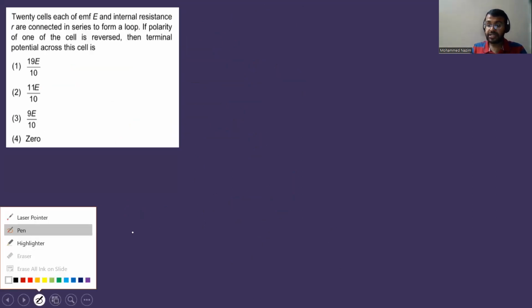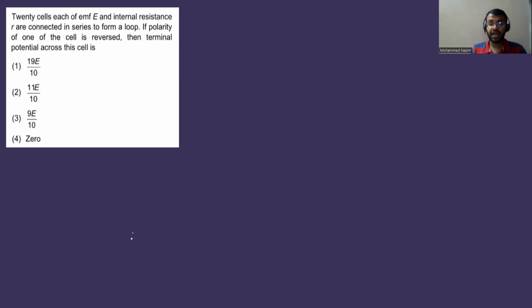So here the question tells: 20 cells, each of EMF E and internal resistance R, are connected in series to form a loop. If the polarity of one of the cells is reversed, then the terminal potential difference, again he has used the word potential difference, the potential across this cell. You need to understand that he's speaking of the positive terminal potential minus the negative terminal potential. First, you need to understand this point. Most of the students don't understand this.